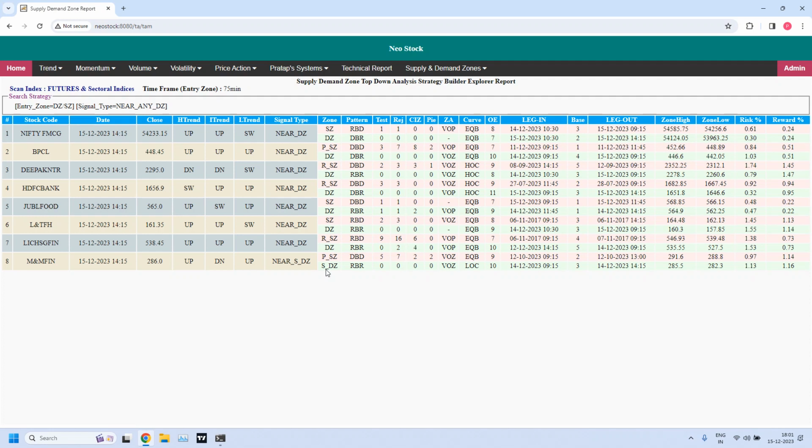That is M&M Finance. It is a fresh zone, low on the curve, and 75 minutes time frame is up, but weekly is down, or sorry, daily is down, but weekly is again up. RR is almost 1:1, but we will fine tune in the lower time frame. That way we get RR. So this is about 75 minutes time frame demand zones.